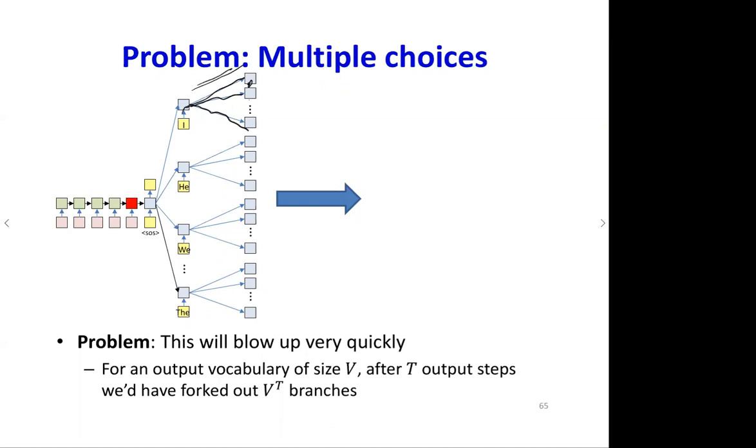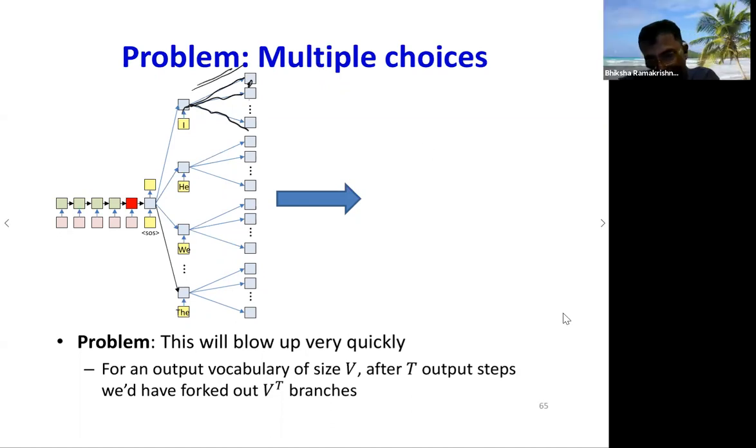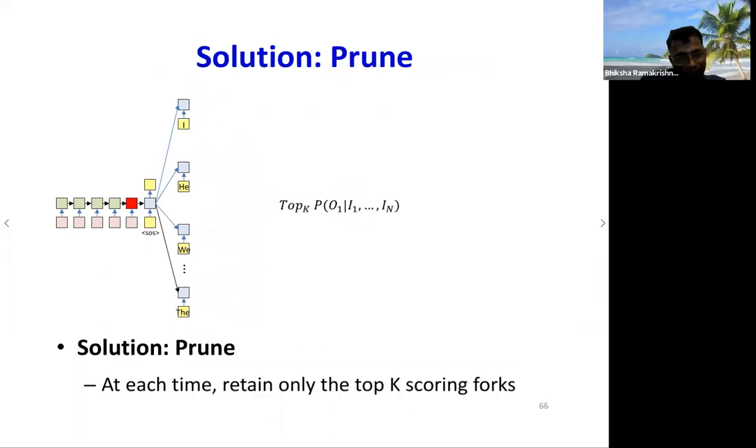Poor performance. It's just going to blow up, right? So Jerry, if you feed in the probability distribution, it doesn't tell the network which word you actually chose. And you guys have found the problem and the solution, right? The solution is to prune. At each time, retain only the top K scoring forks.